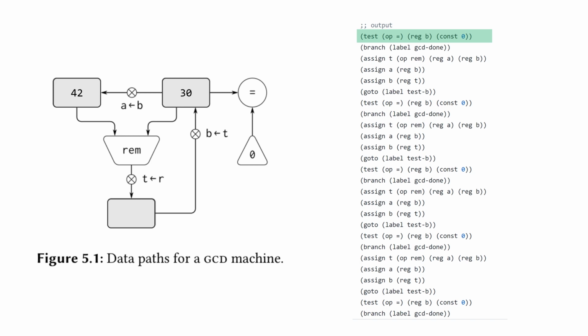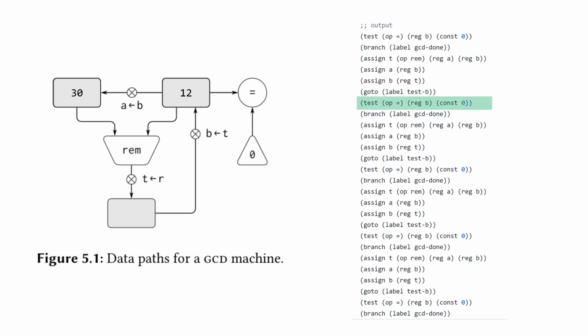So here we start off by checking, does 0 equal the value of register B? That's currently 30, so obviously that's false. So we're going to skip the branch and then go to assign T, which is going to perform the remainder operation, and it's going to get the values from register A and B in order to perform that operation. Then it's going to assign the value of register B to register A. Then it's going to assign the value of register T to register B. And then we're back to our test.